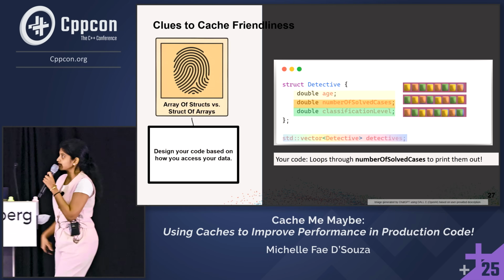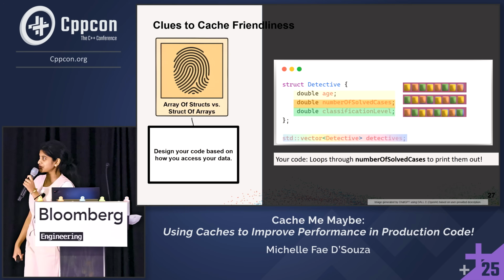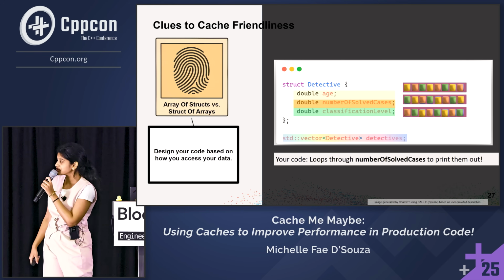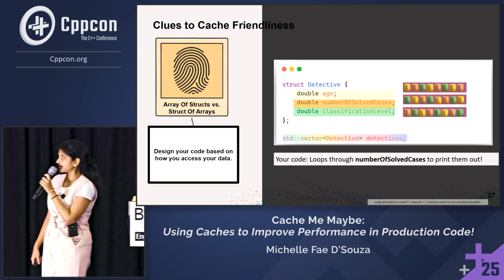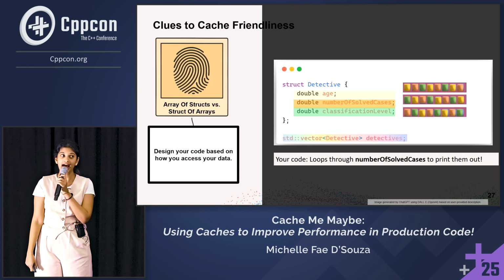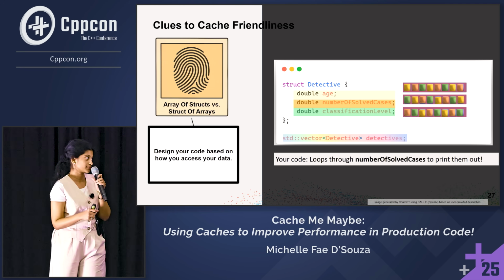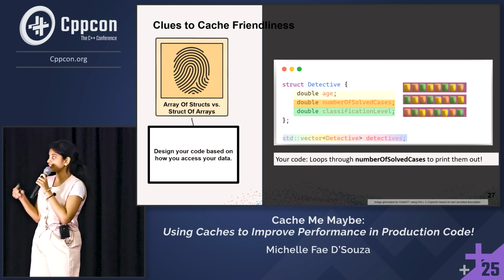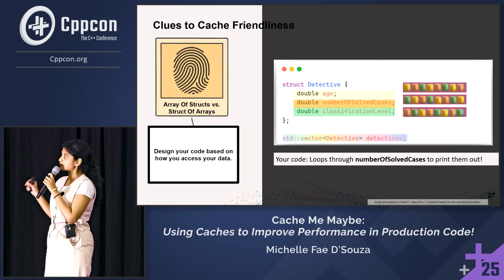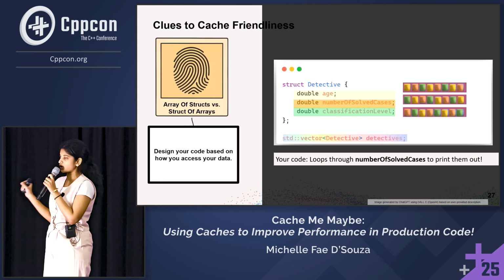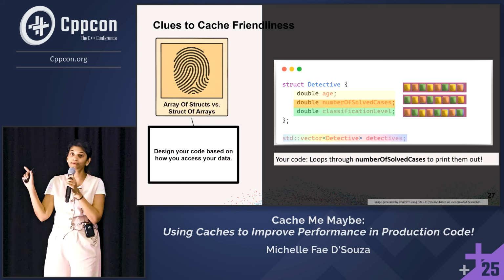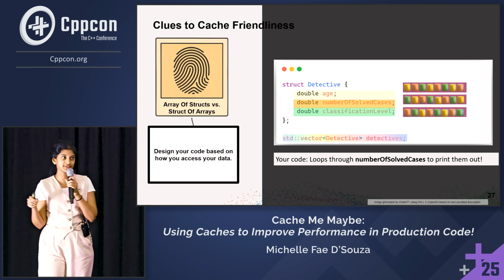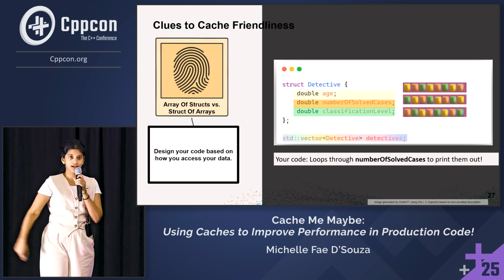Detectives, what about this? What if you have a struct called detective, and you have a member variable for age, number of solved cases, classification level, and a vector of these detectives? Now, what your code is doing is it's going to loop over these detectives and print out only the number of solved cases. And this is the bottleneck in your program, even though it does use age and classification level at other points. How do you improve this?